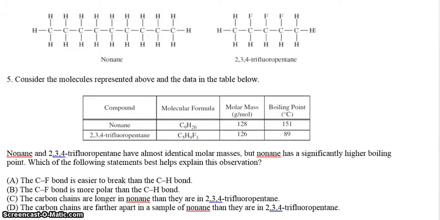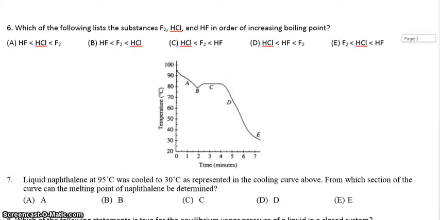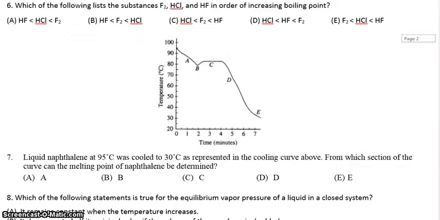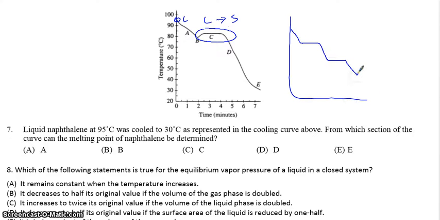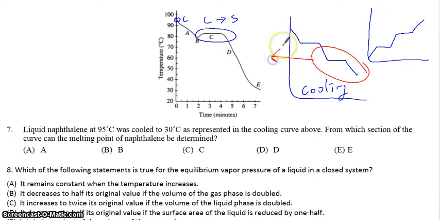We may skip this one, but you may recall the heating curve. Number 7 says liquid naphthalene at 95 degrees Celsius is cooled to 30, so we're beginning at 95. This is a liquid. So right here, in C, you're seeing the liquid to solid interchange. Remember, a standard heating curve that shows all 5 parts will look like this. A standard, this is a cooling curve, I'm sorry. So here they're singling out just this portion of the cooling curve.